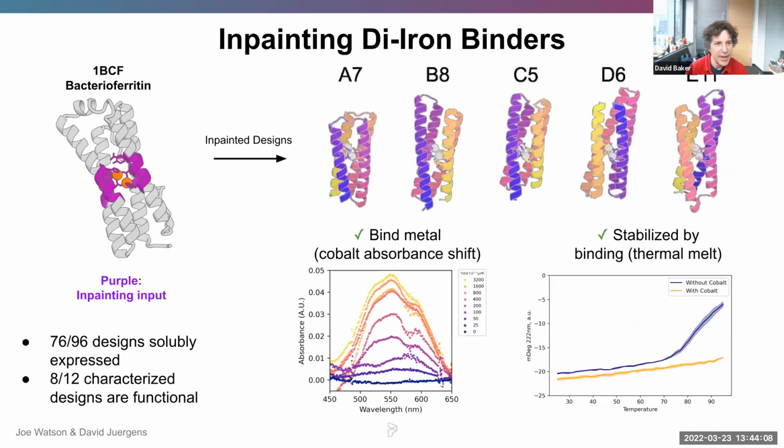And so here's an example of this. Joe Watson and David Juergens basically took a little motif that binds iron and asked the network just to fill it in to complete it out to make a full protein. And they've just made a bunch of these proteins. They're very stable, and they indeed bind metal. So I think this would be a very powerful method for protein function design.